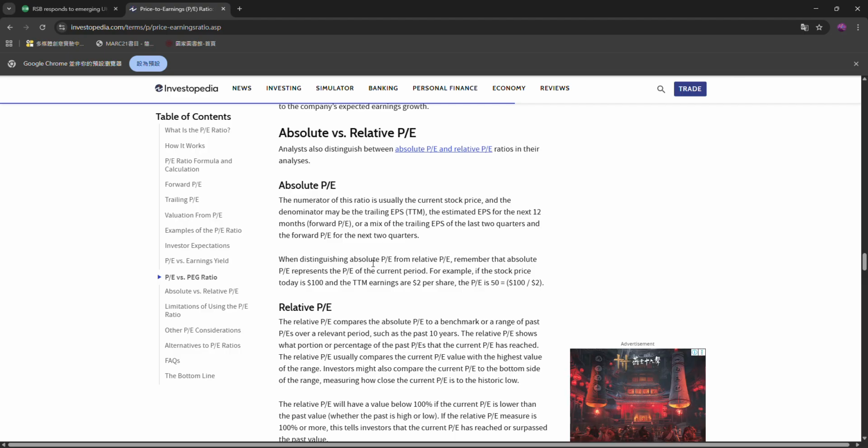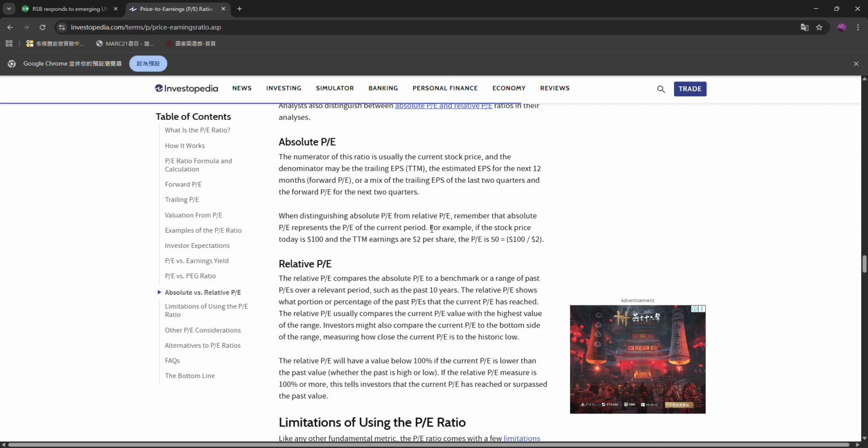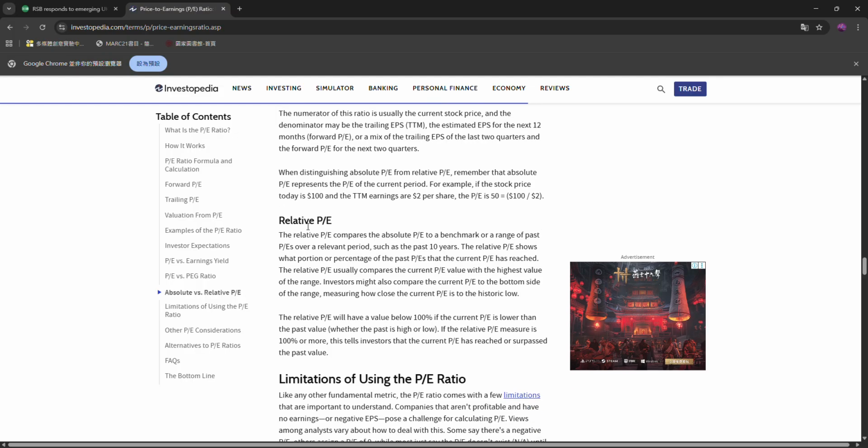When distinguishing absolute PE from relative PE, remember that absolute PE represents the PE of the current period. For example, if the stock price today is $100 and TTM earnings are $2 per share, the PE is 50. That is 100 divided by 2.